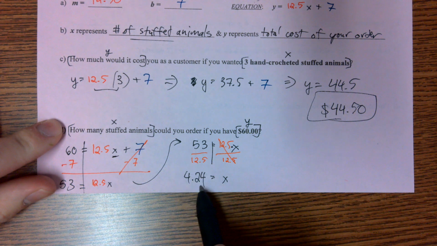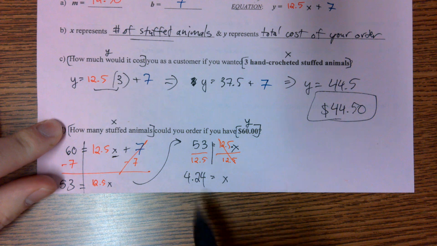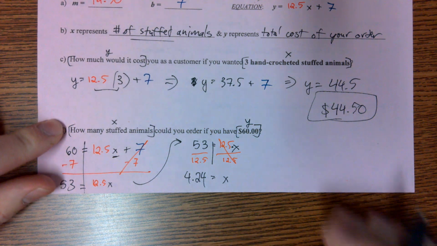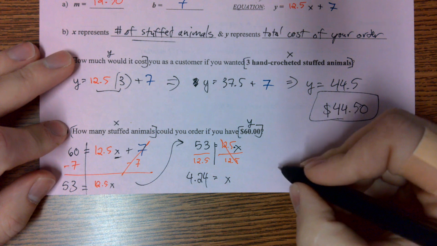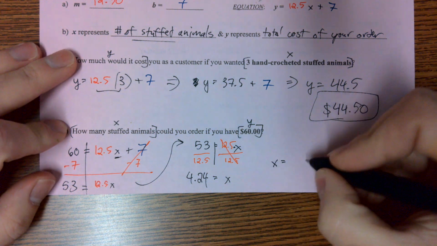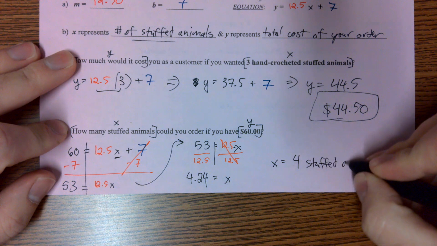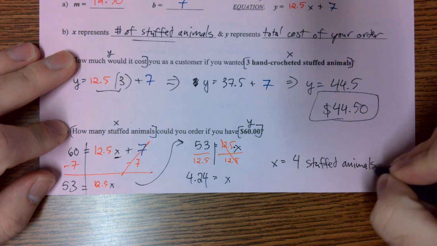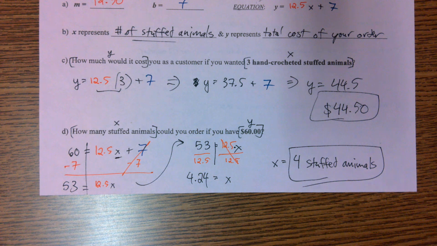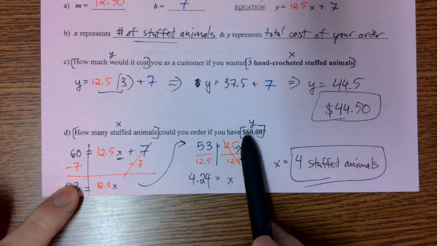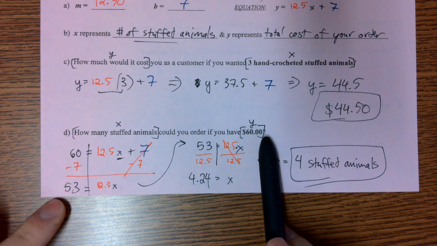But you can't order 0.24 of a stuffed animal. That would be like a half-finished product. No one's going to sell that. So logically, we have to round down. We can order 4 stuffed animals at the most. We'll have a little bit of our $60 left over, right?